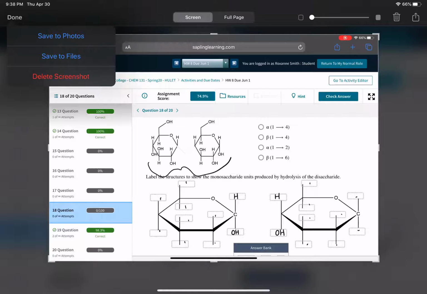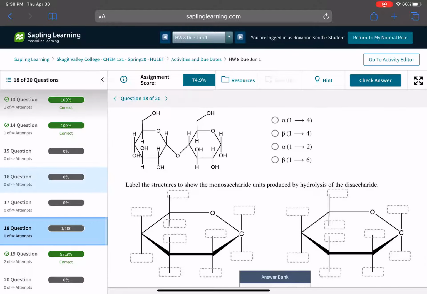Now, question 19, I'm not going to show you. It's tricky, but to answer that question, what you want to do is go back to your notes for, I believe, lactose. It's on that worksheet. Go through that part and you'll be able to answer question 19.